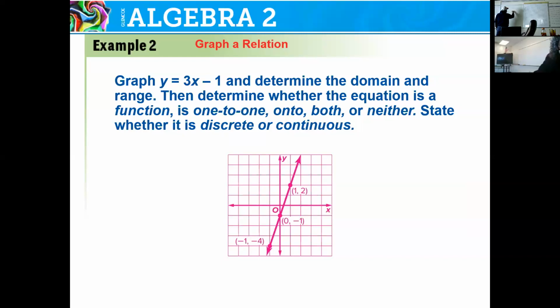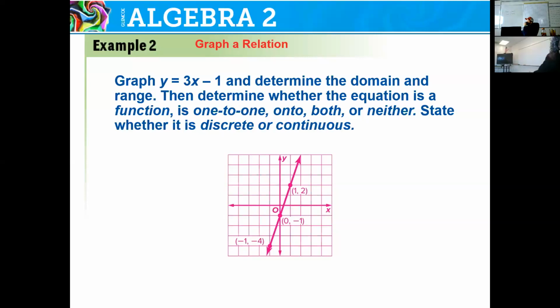Using interval notation from negative infinity to positive infinity. Our range has to do the same thing. The arrows mean that the graph continues on. So our range and domain is all real numbers for both of them. But now we're looking to determine whether it is a function or not.